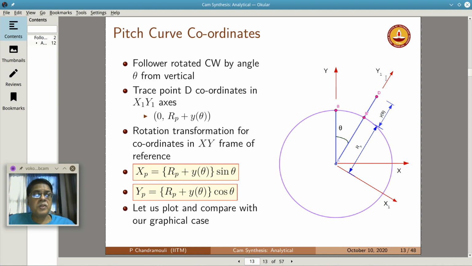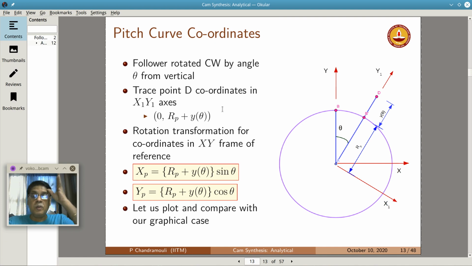So we attach a coordinate system x1 y1, which is in the rotated position. The trace point coordinate is along the y1 axis, which is rp plus y of theta. So in the x1 y1 axes, the x coordinate is 0 for the trace point, and the y coordinate is rp plus y. Therefore you do a rotation transformation, and the transformation matrix will be of the form xp yp equal to cos theta, sin theta, minus sin theta, cos theta, multiplied by the local coordinates x1 and y1.